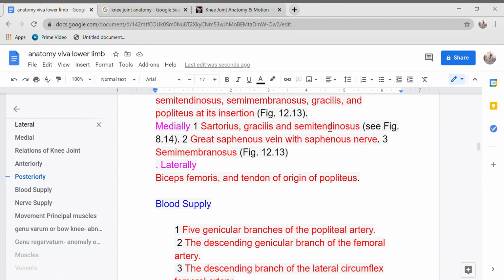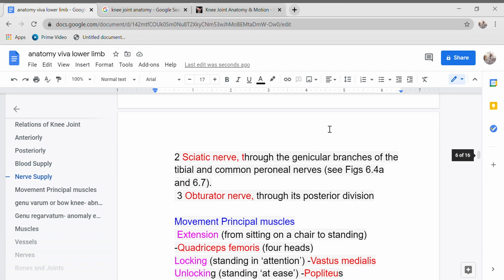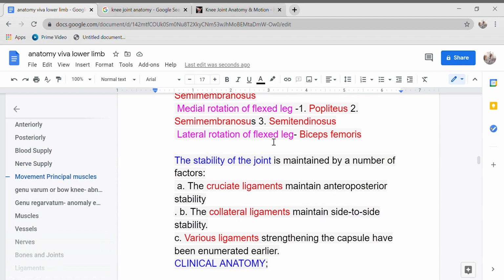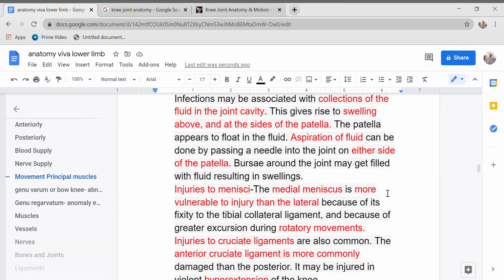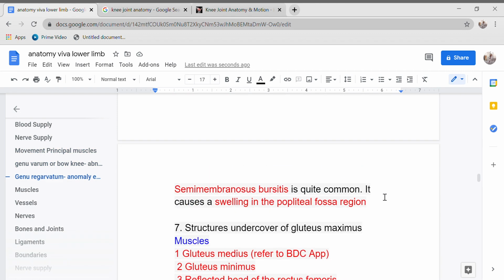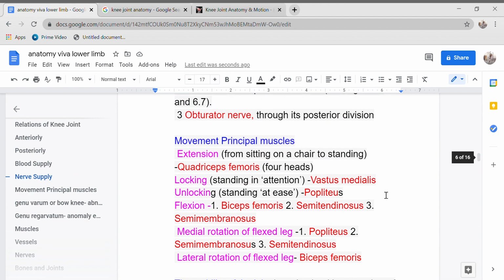What is the blood supply? What is the nerve supply? What are the movements, and what are the muscles producing those? What are the stability contributors? What is the clinical anatomy? You have to know it as an overview, not a deeper view. Okay, so let us see.